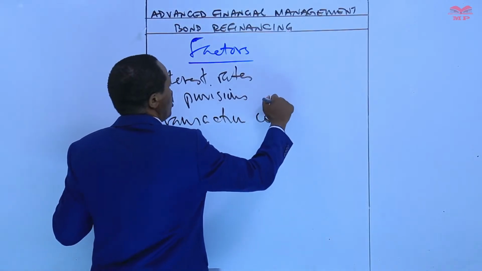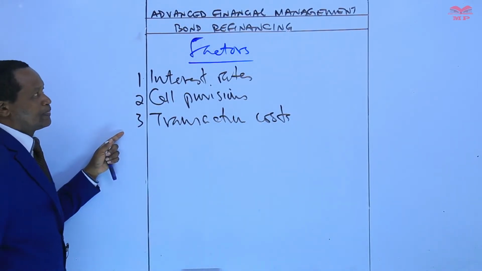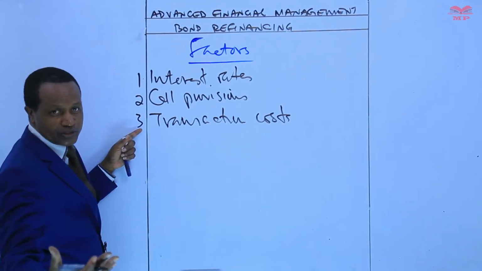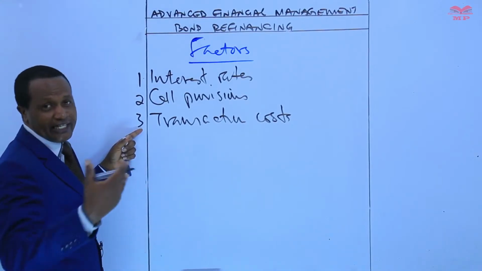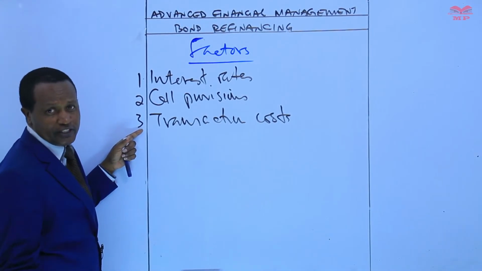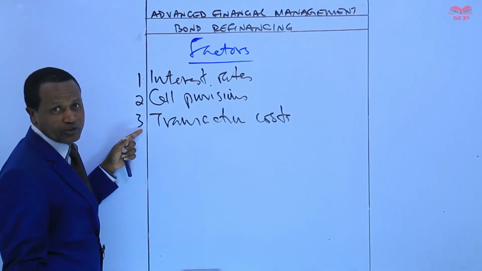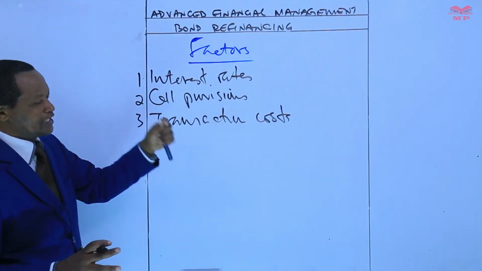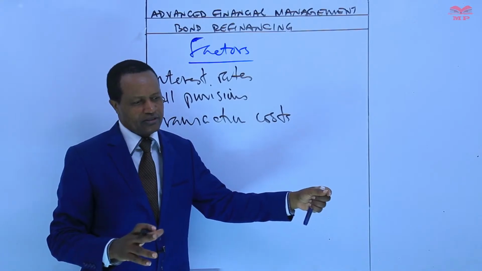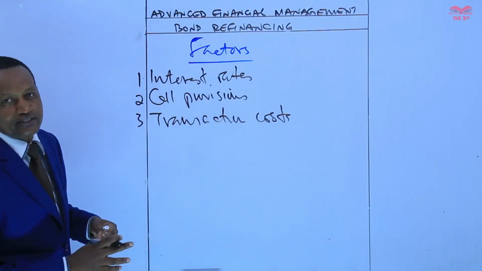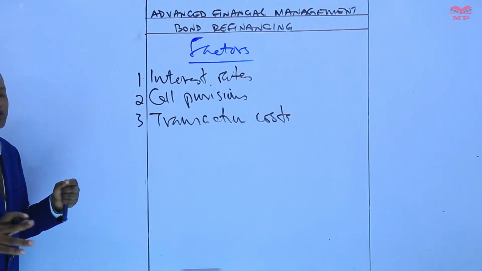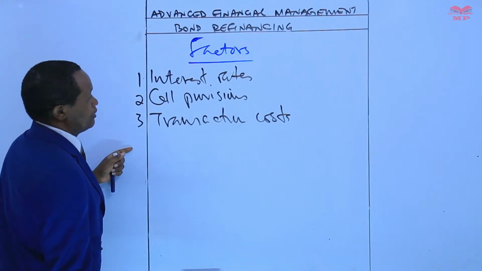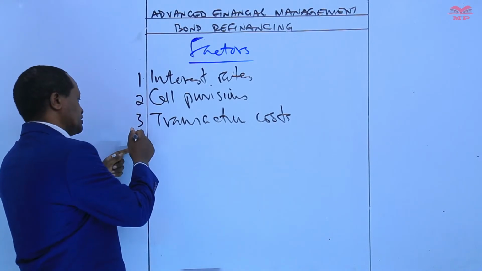The third factor is transaction costs. There are costs that are associated with refinancing bonds. Issuing new bonds involves costs such as underwriting fees, legal fees, and other expenses. Such costs must be weighed against the potential interest savings, such that if the potential interest savings exceed the costs associated with bond refinancing, then the company can go ahead and do bond refinancing.